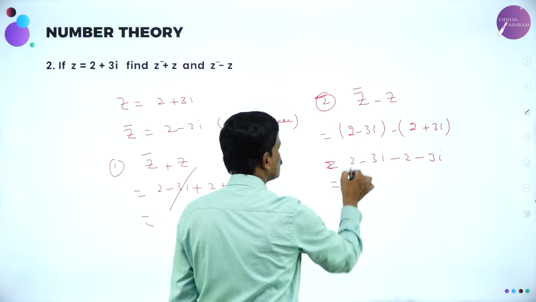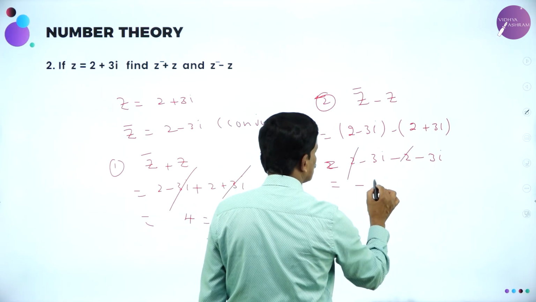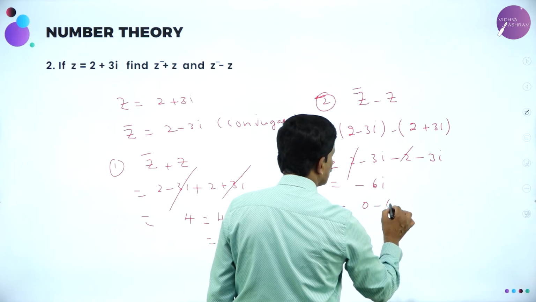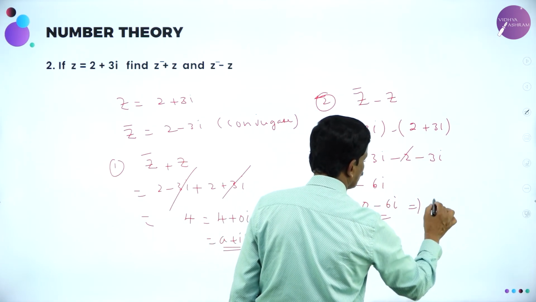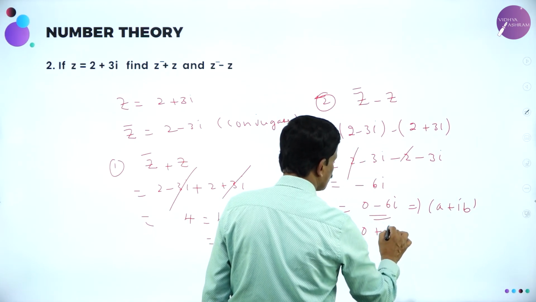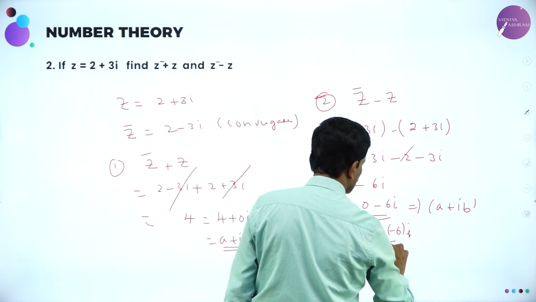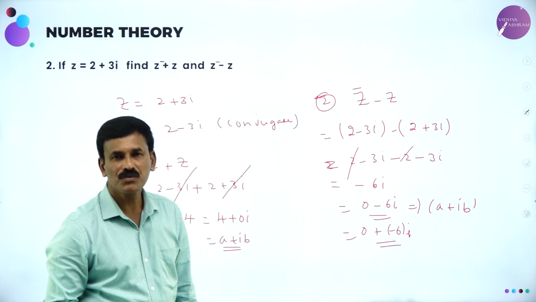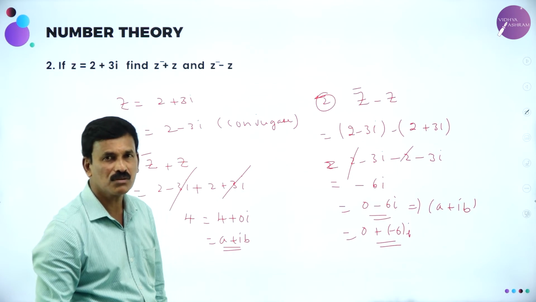So here plus 2 minus 2 gets cancelled. Minus 3 minus 3 is minus 6i. This brings us 0 minus 6i. Again, this is of the form a plus ib. This can also be written as 0 plus minus 6 into i. So, this is of the form a plus ib. That's it. This is how we are going to add or subtract complex numbers.